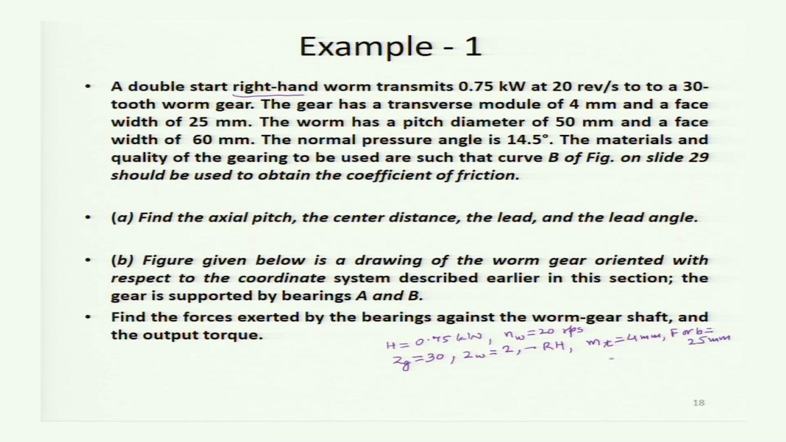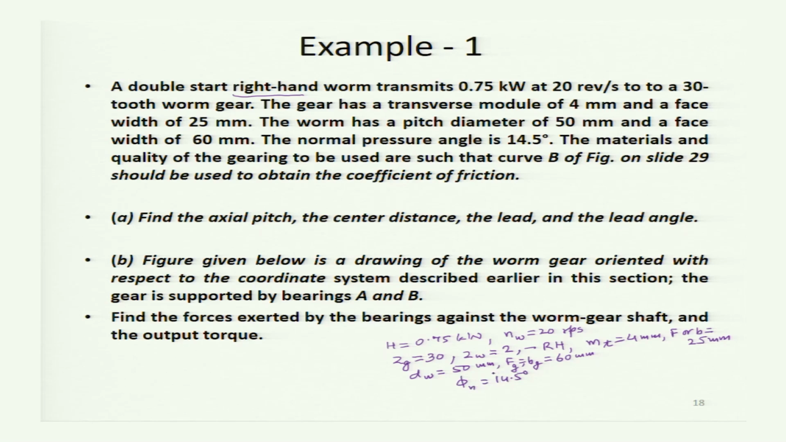The worm has a pitch diameter of 50 mm. DW is 50 mm, and a face width of 60 mm. The face width of the worm, F worm or B worm, is given as 60 mm. The normal pressure angle is 14.5, phi n is 14.5 degrees.